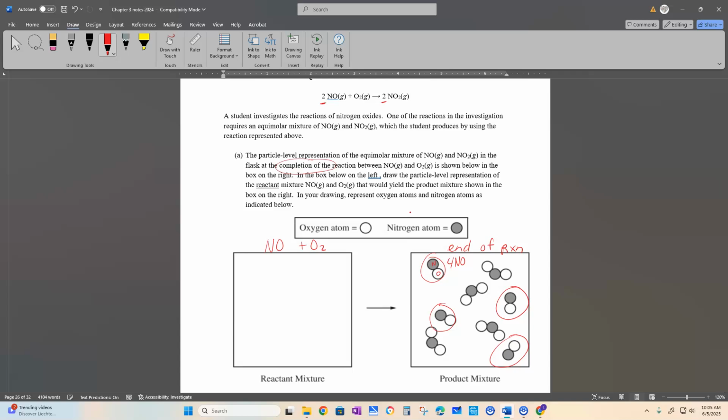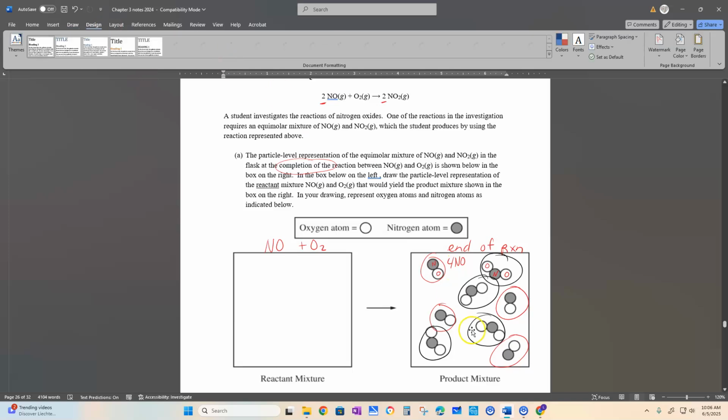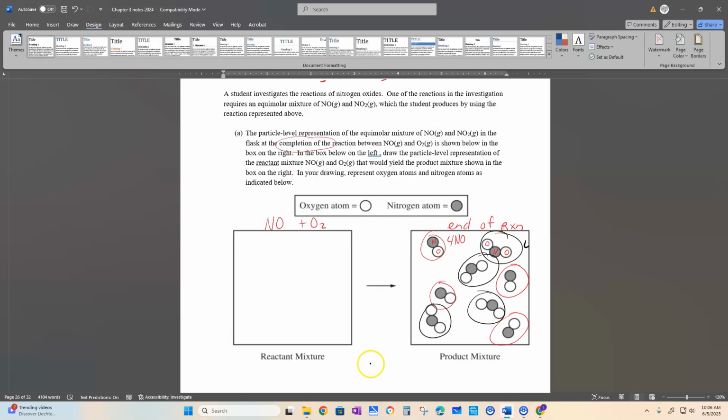These other particles right here, well, that's the nitrogen, and that's an O, and that's an O. Well, look right there, that's my product. So my product, I have NO2, and I'm going to circle those so I can keep track. So I also have 4 of those. So in my particle diagram, I have 4 NO2s, and I have 4 of the reactant.